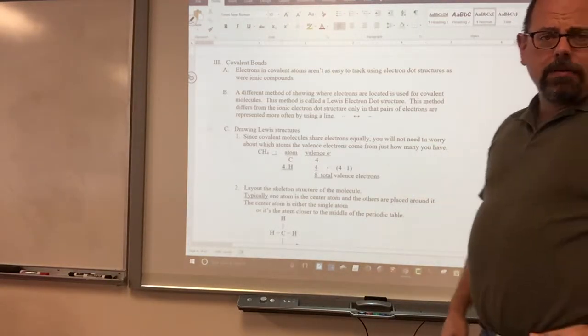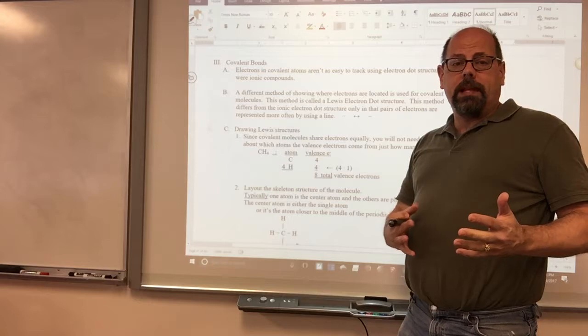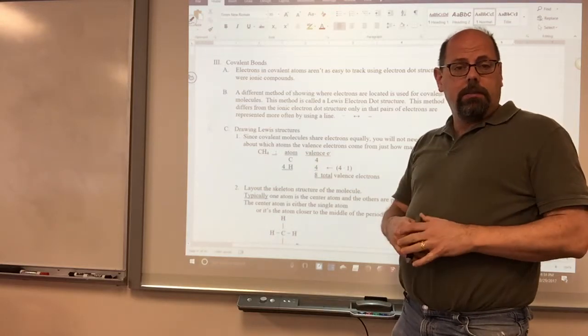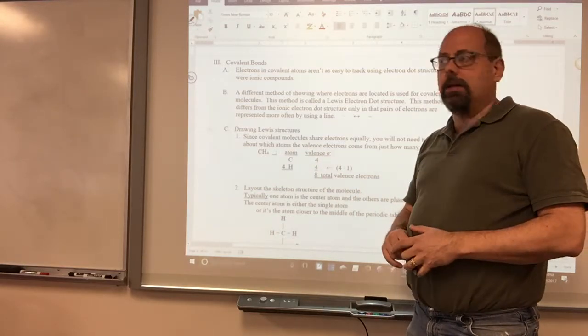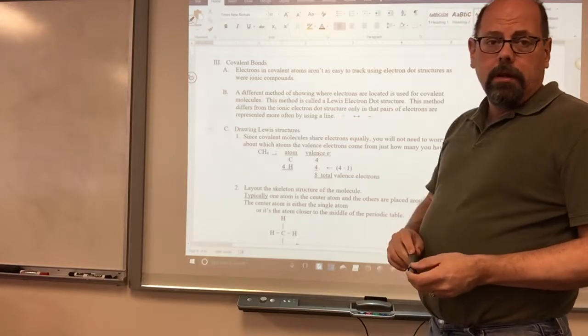Okay, so that's ionic compounds. The ionic compounds, you always just show the metal empty with a charge, and nonmetals are full with those dots. That would be typical for an ionic compound.